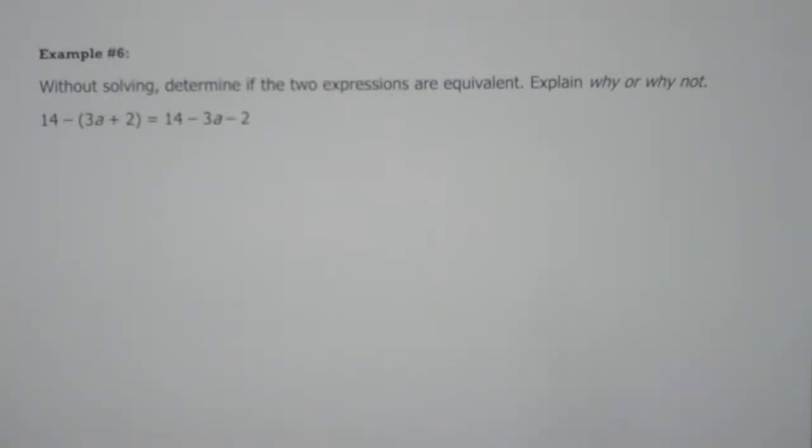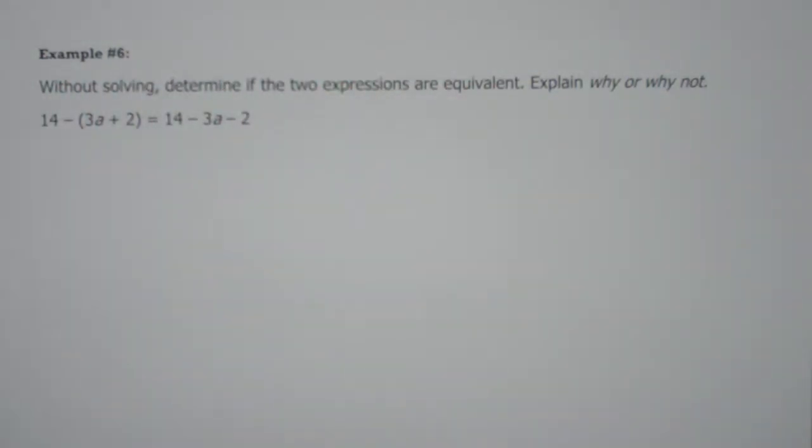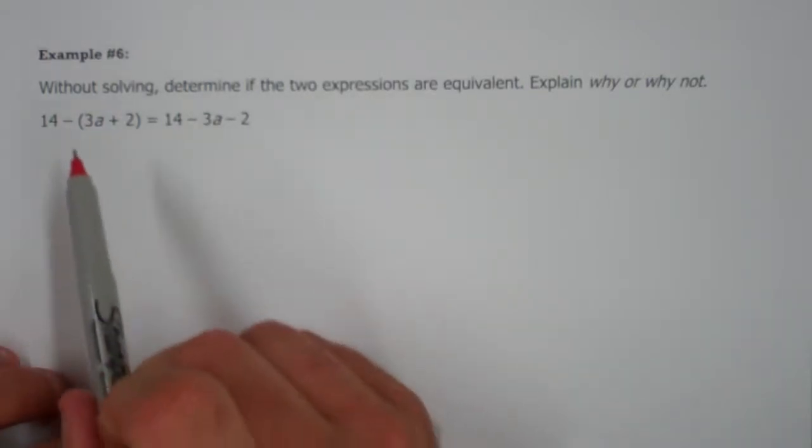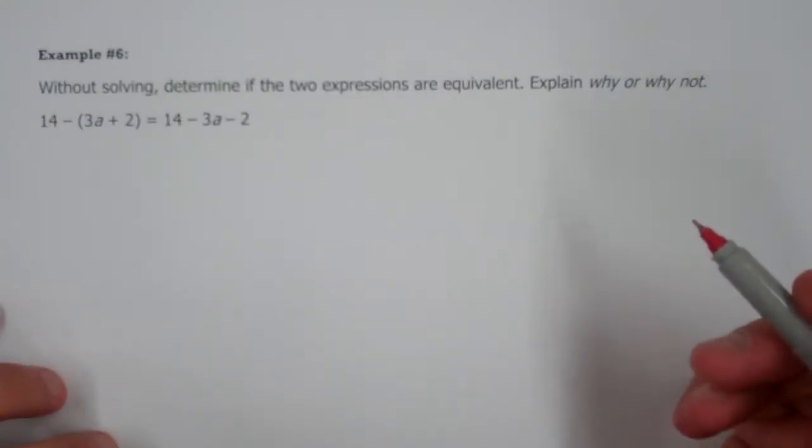In example 6, we're asked to determine if the two expressions are equivalent without solving, and then explain why or why not. This problem is a little bit tricky if you either don't know the distributive property or don't have a good understanding of what happens when you have the opposite of an expression that has two terms in it.